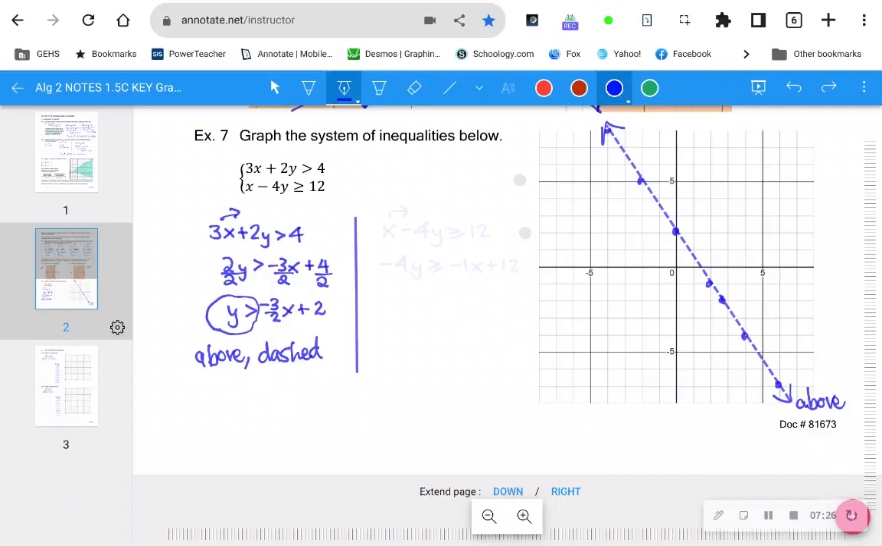Okay, now I'm going to do the other one. And first of all, I'll write it down. Solve for y. And this one is not finished. I wanted to do it in front of you. The next step was divide by -4, which inverts the sign and makes it go the other direction.